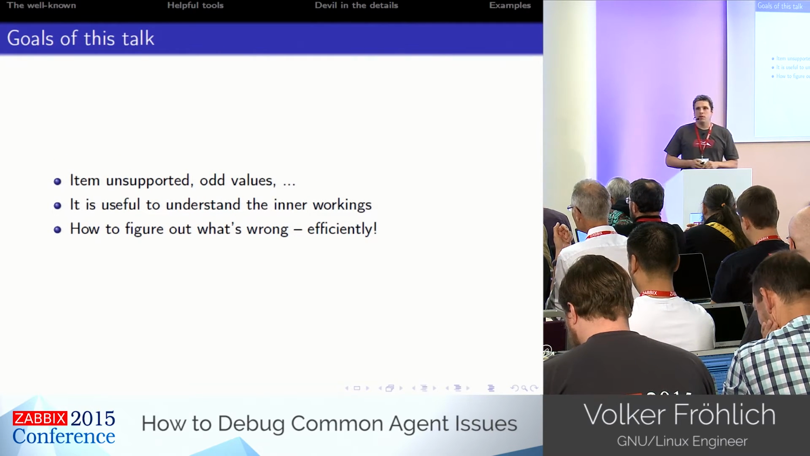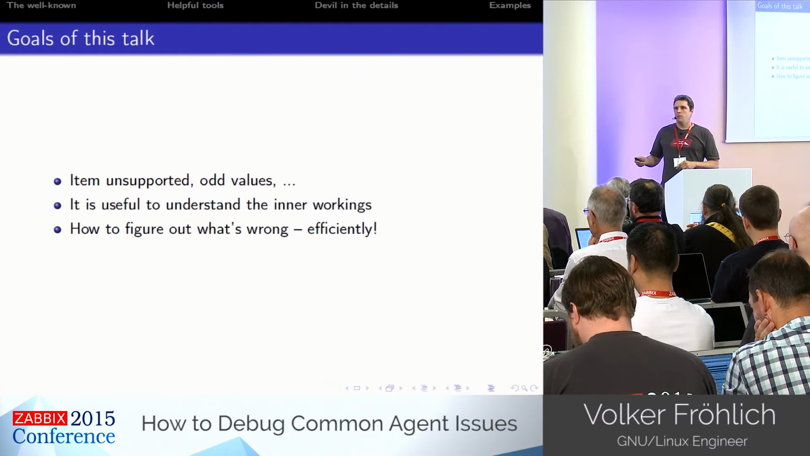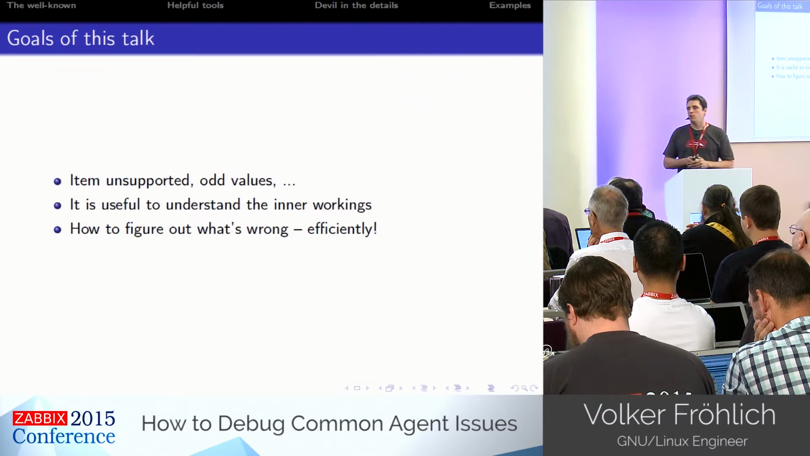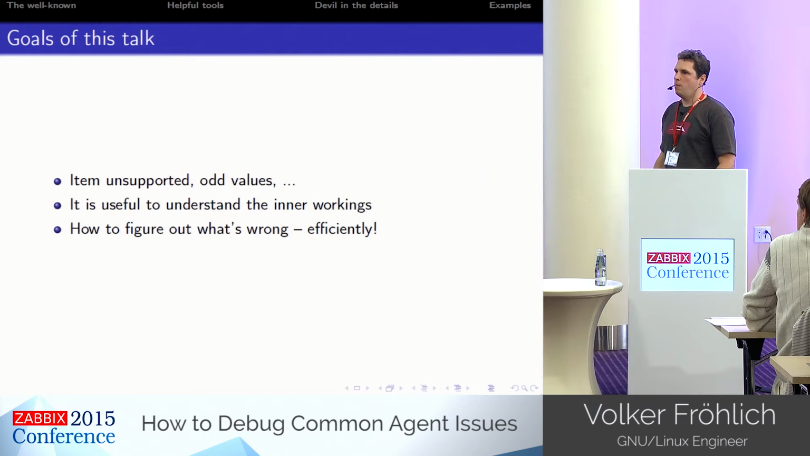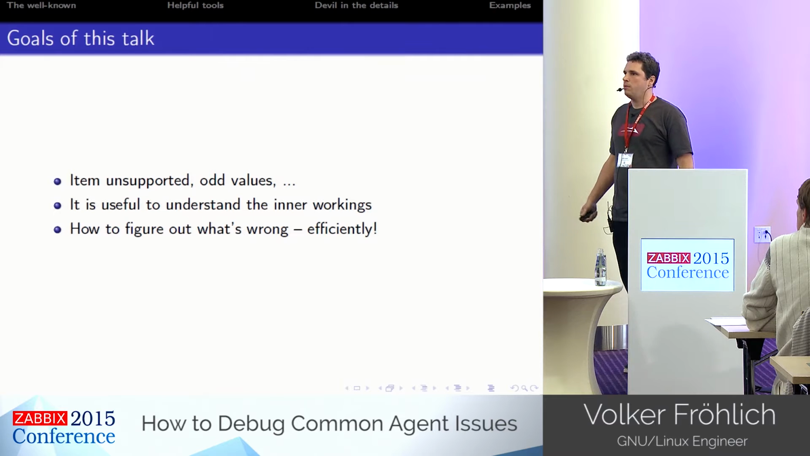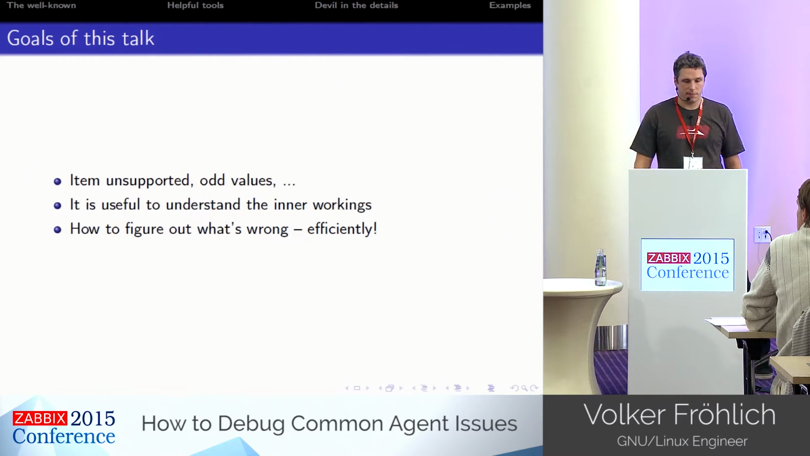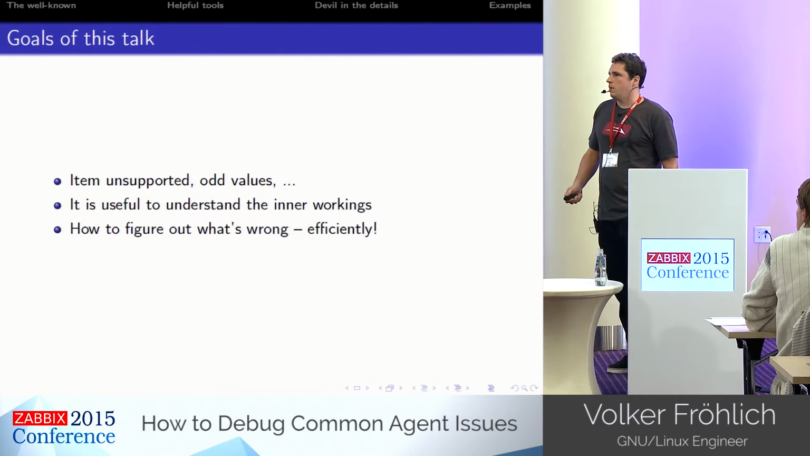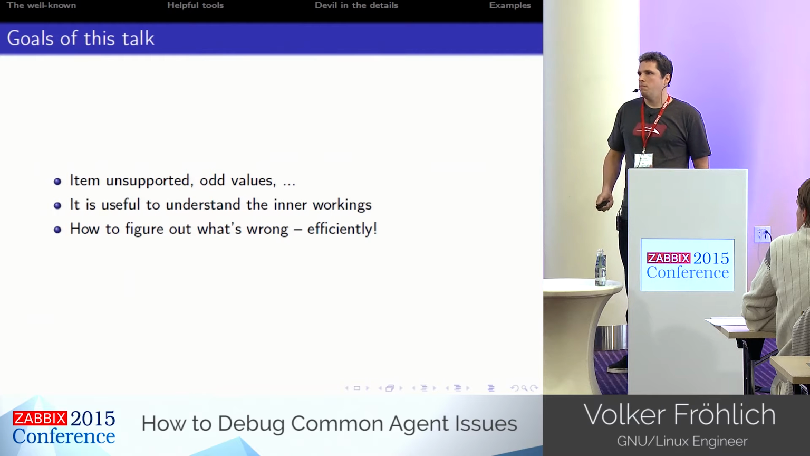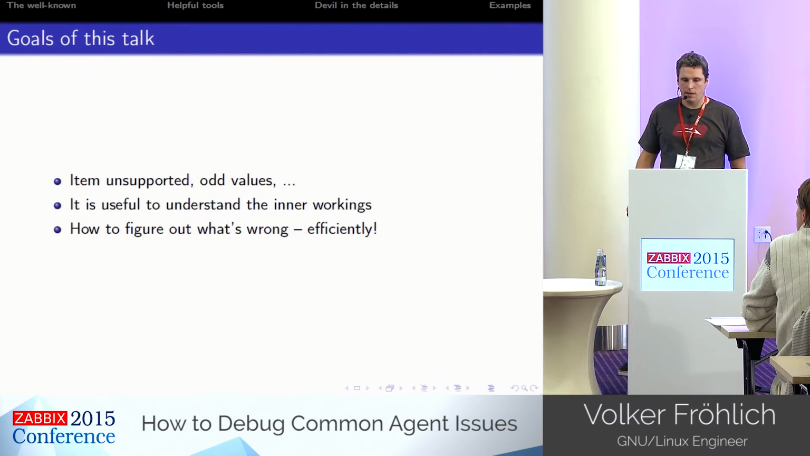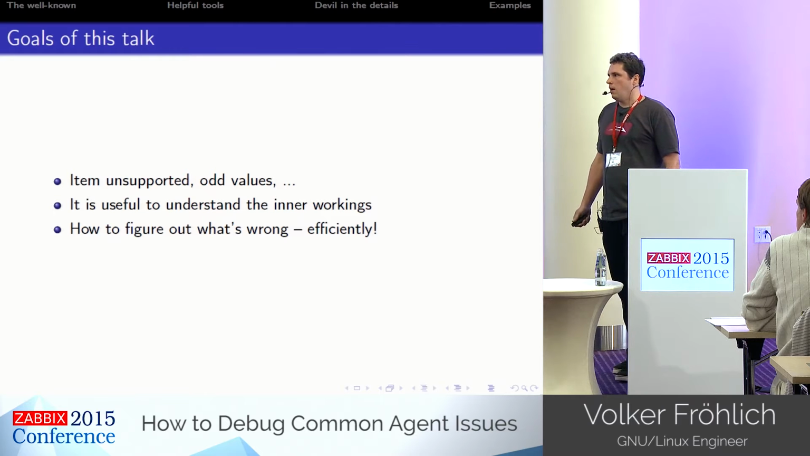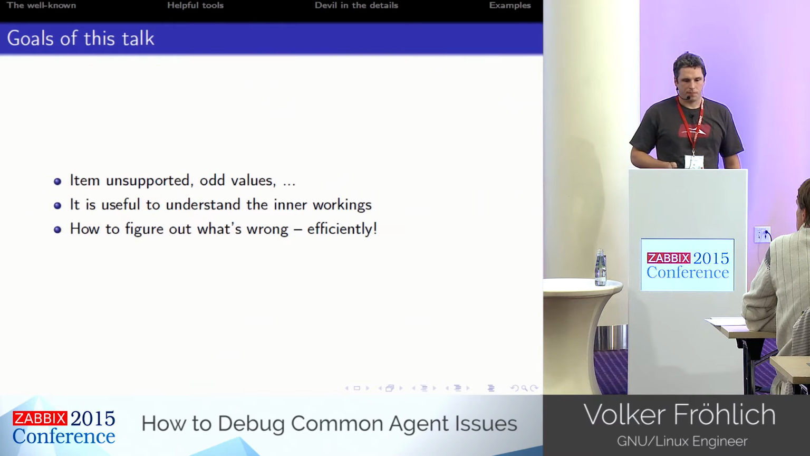So the basic goal of this talk is to show how to debug the agent, what tools to use, what things to look at if you run into a situation where an item gets unsupported surprisingly, permanently, or just frequently, or the values are just not what you expect. And to be able to complete this task, you have to get some basic understanding of what is going on inside the agent. And the goal of this talk is to do the debugging somewhat efficient.